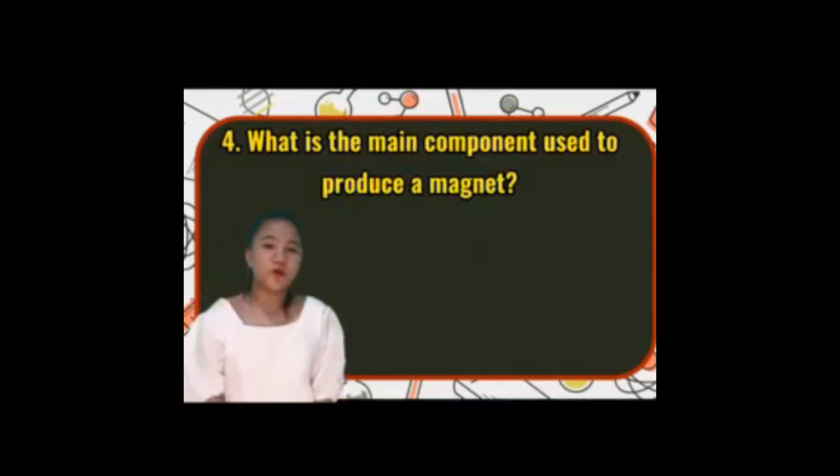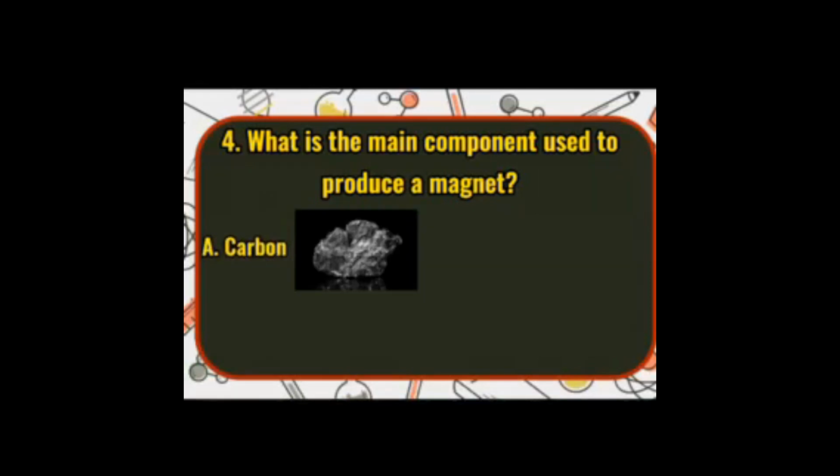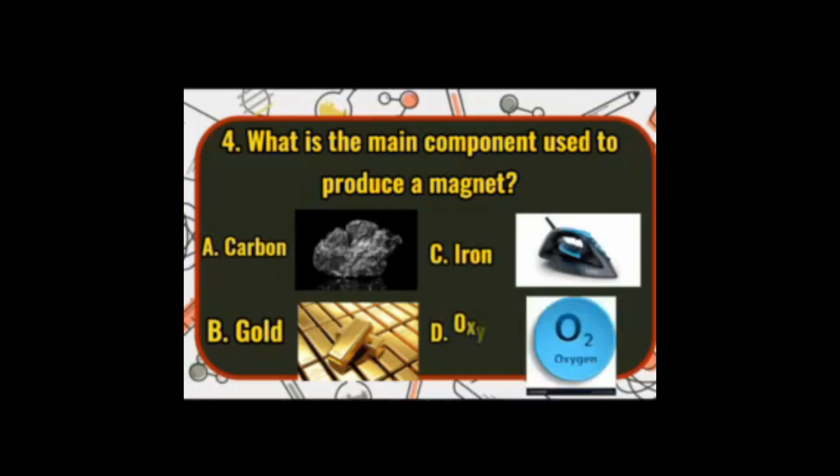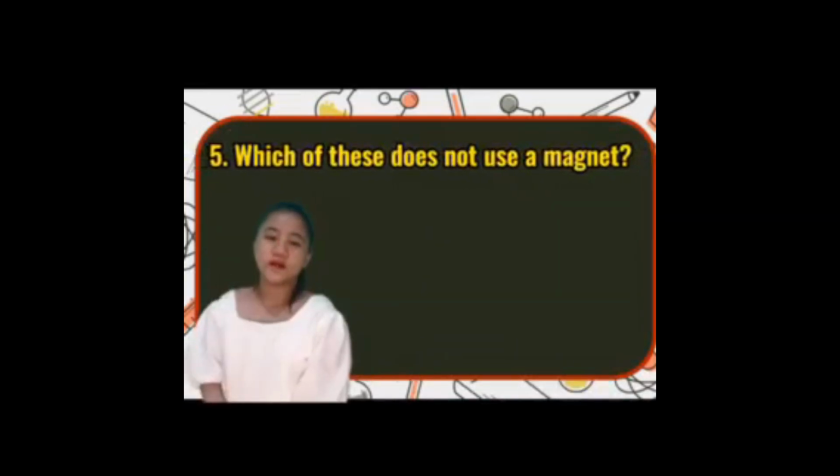Number 4. What is the main component used to produce a magnet? Number 5. Which of these does not use a magnet?